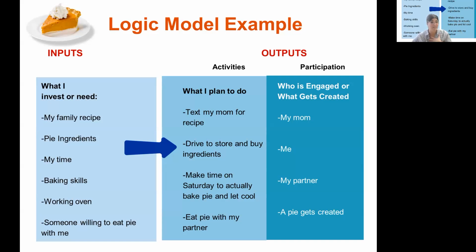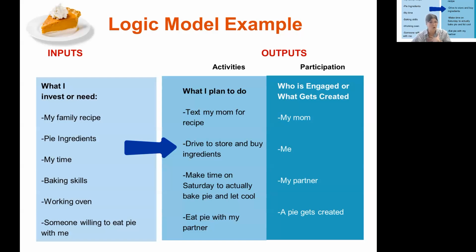So yes, my outcome is that I want to enjoy my seasonal pie, but I don't want to make a whole pie just for me to eat because I will eat it all by myself, and that's not the outcome I want. So if I think about who needs to get engaged, who are the people that need to be involved there? Well, it's my mom, me, my partner, and the thing that gets created is the pie, right?